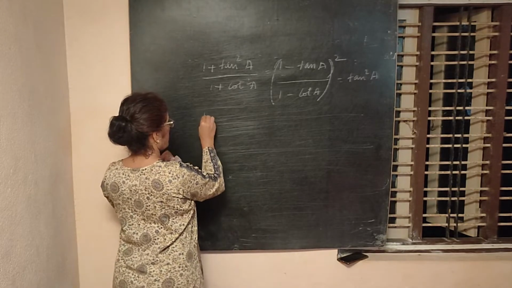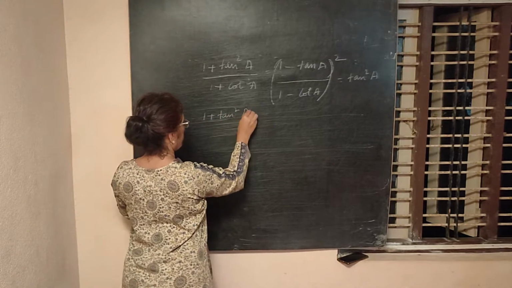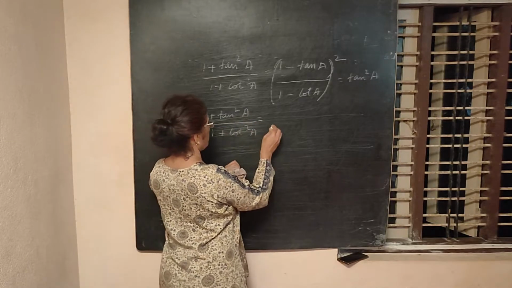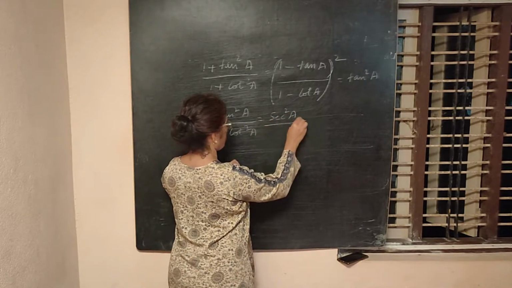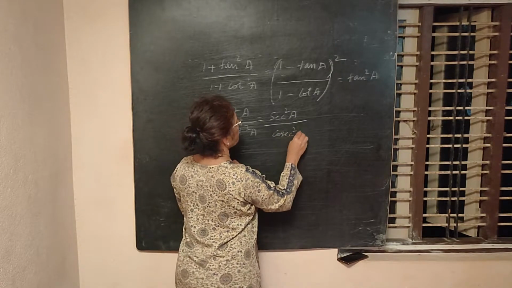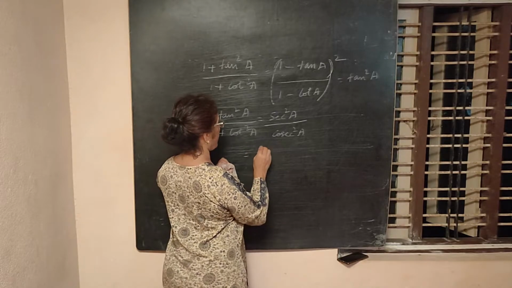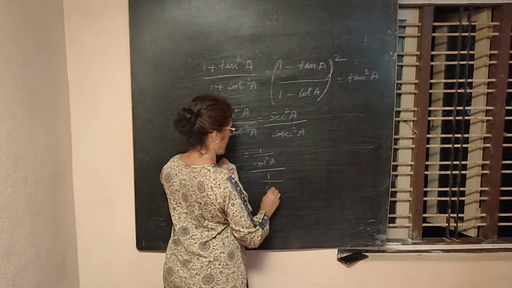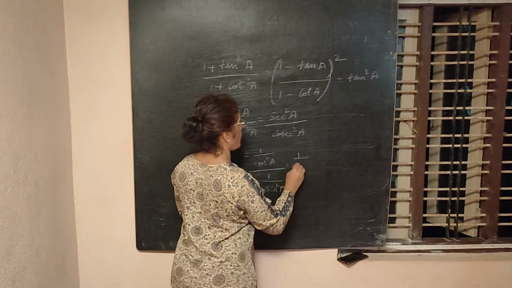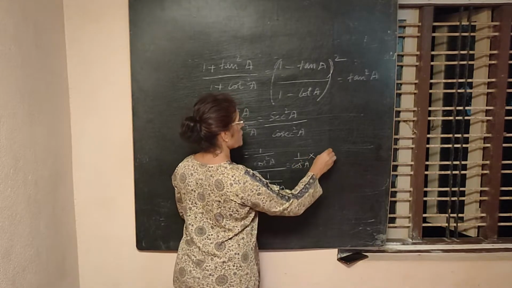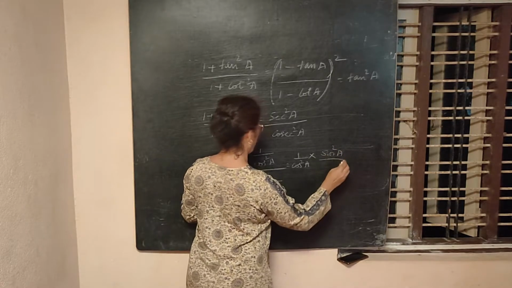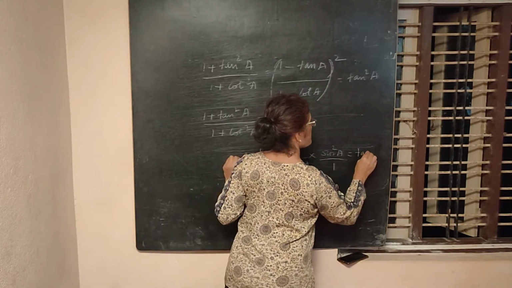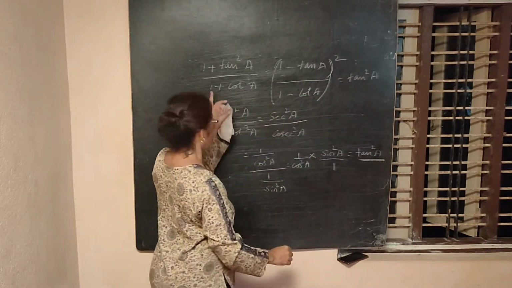So let me start from the question. 1 plus tan square A divided by 1 plus cot square A. 1 plus tan square A is equal to secant square A, and 1 plus cot square A is cosecant square A. Secant square A I can write as 1 by cos square A, divided by 1 by sin square A. So 1 by cos square A into sin square A goes up divided by 1, is equal to sin square A by cos square A, which is tan square A. I got the answer.